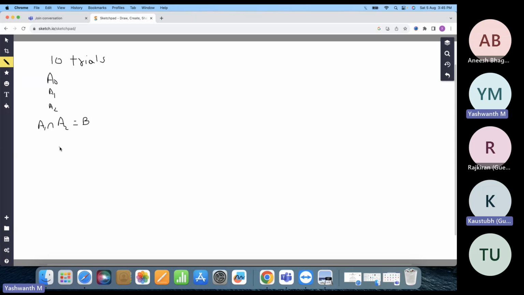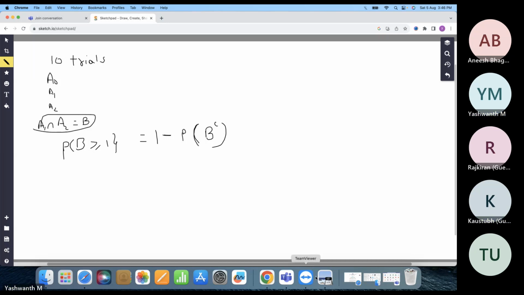Right. So you have 10 trials. You want B to happen at least once. Right. This is nothing but 1 minus, you know, B doesn't happen at all, right? So B complement happens in all the 10 trials, right? Because each trial is independent, right? So 1 minus none of this guys should happen, A1 and A2.